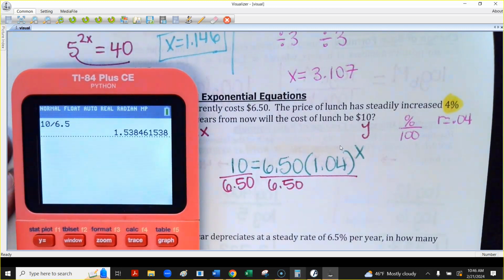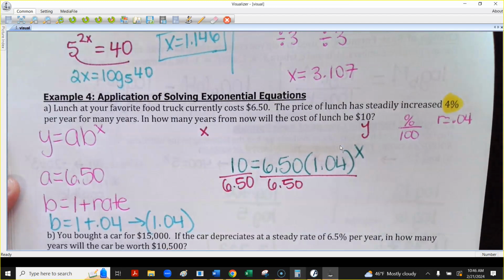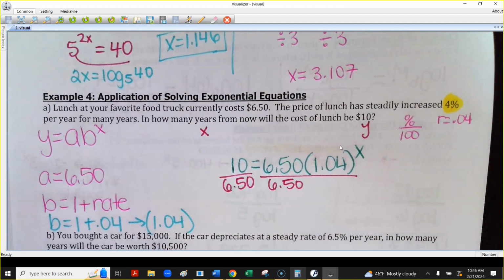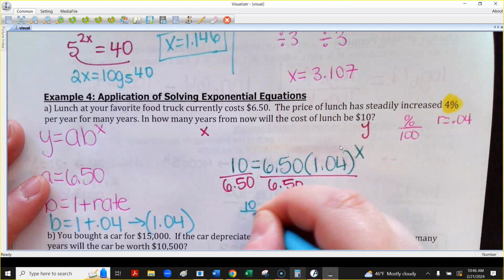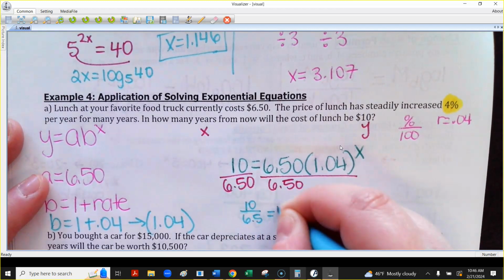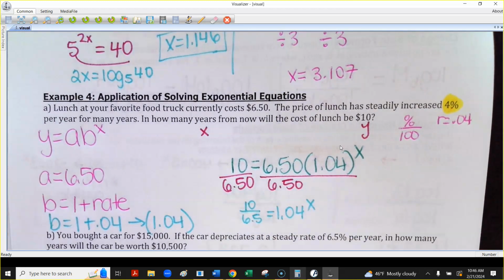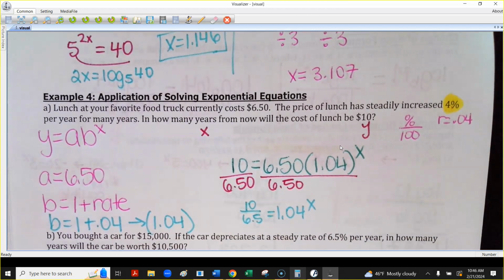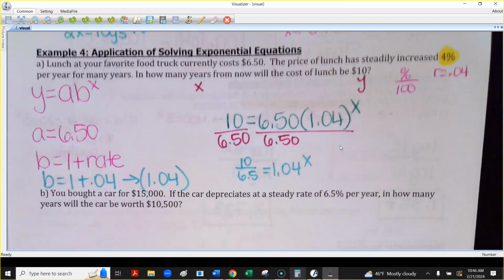And I got a nasty number, right? I'm not going to round multiple times when I do this. So let me just leave it in that format. I'm going to write 10 divided by 6.5. If it's a nice number, fine. If it's not, don't round it. Just leave it for a second.